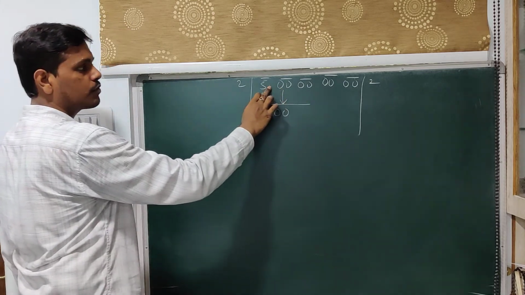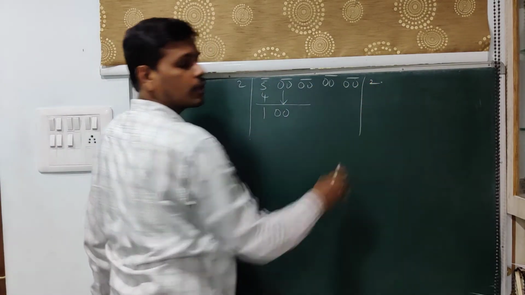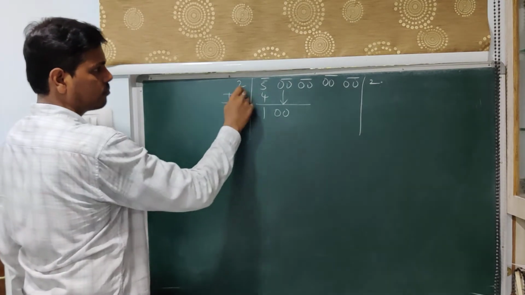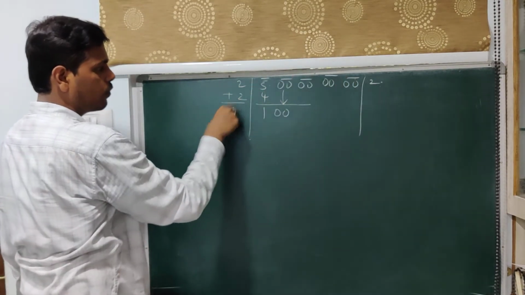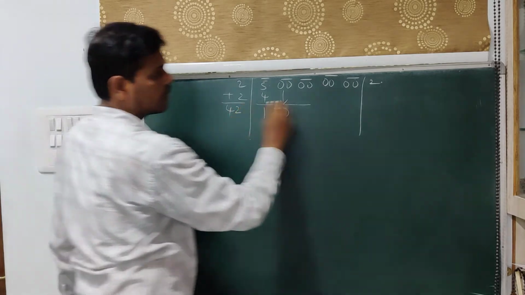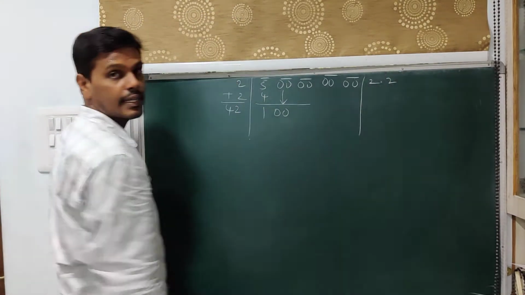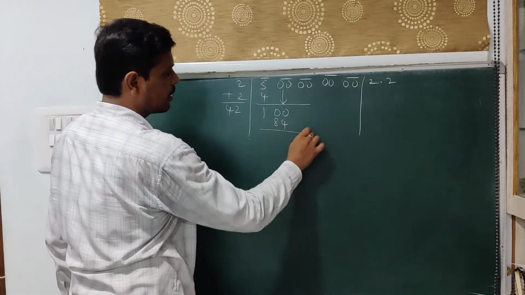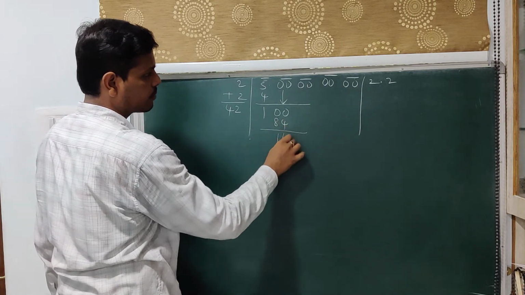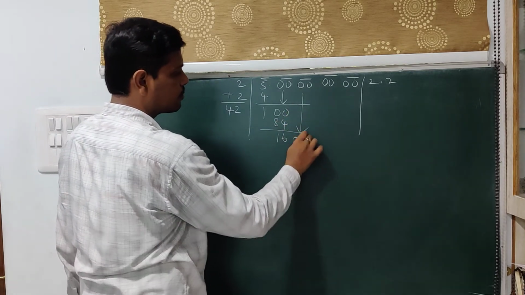Since you are carrying a pair of zeros after the decimal point, put a decimal point over here and add 2. That is the number which I have written. 2 plus 2 is 4. Now if I take 2 here, then 42 into 2 is 84. So that is what I write here. So this will give you 16. And carry a pair of zeros.